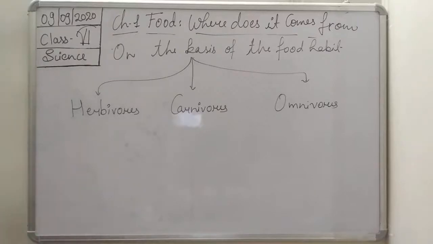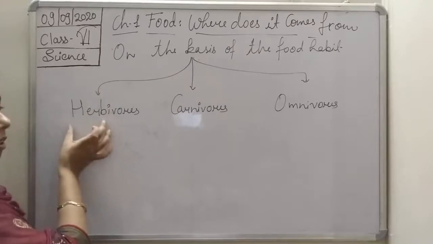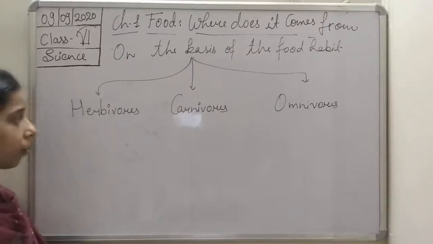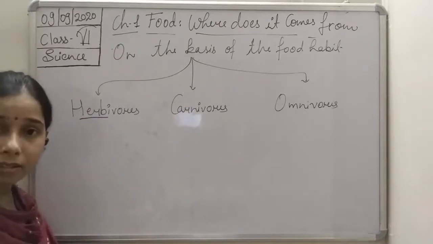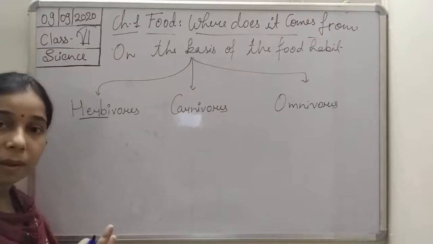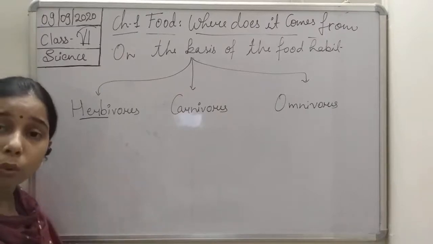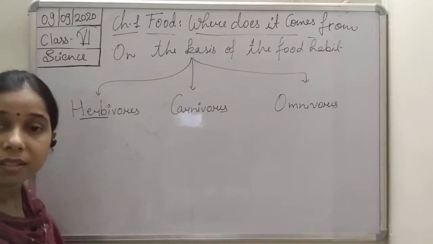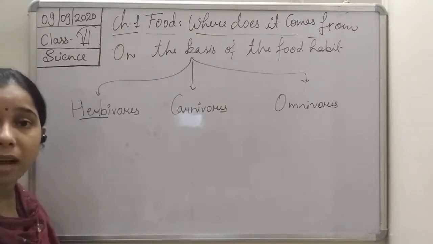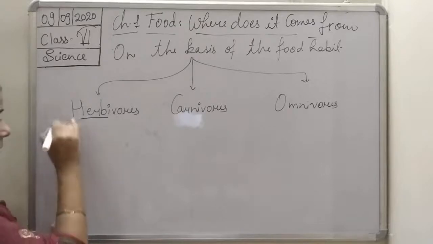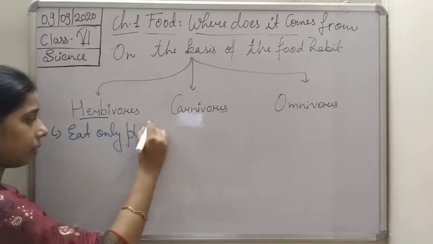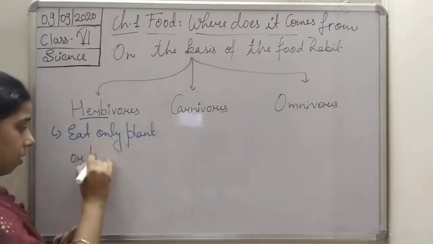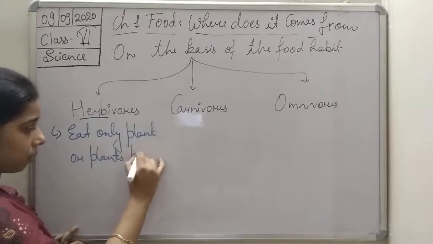If we talk about the herbivores, students, so herbivores are what? These are the animals. The name is self-telling: herb, you can see here it is written herb. Herb means grass, the small plants. So the animals which eat only plant or plant product are known as herbivores. So we can say they eat only plants or plant products.